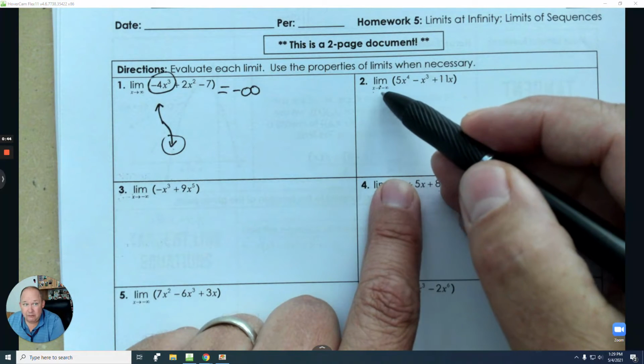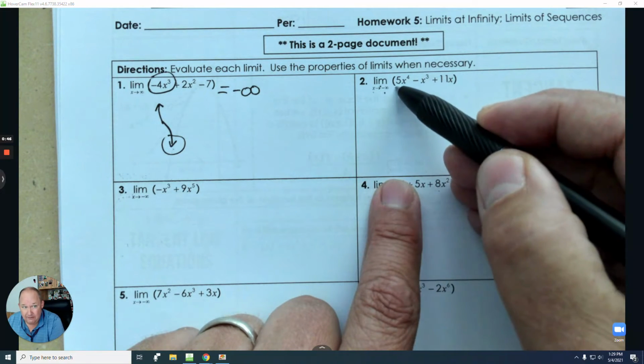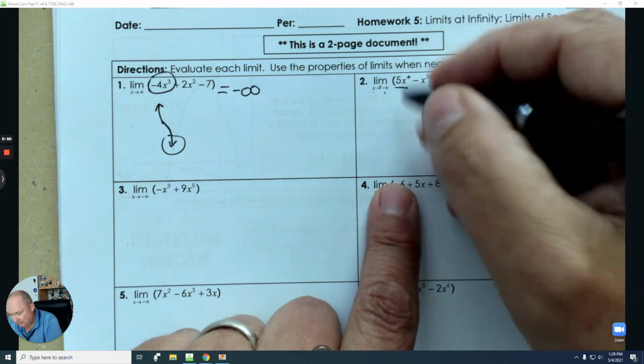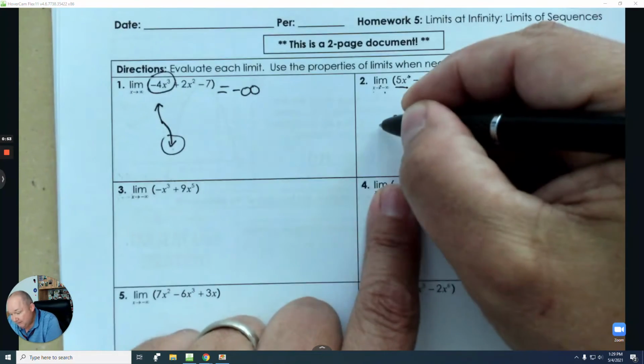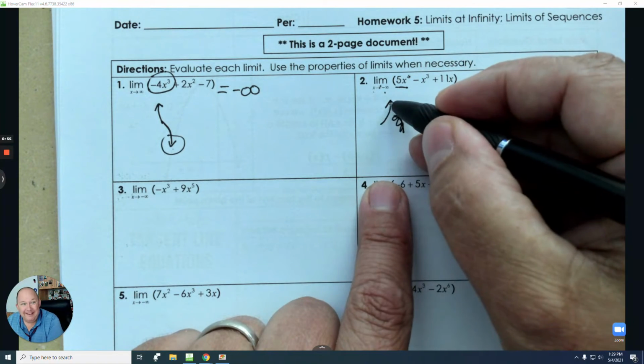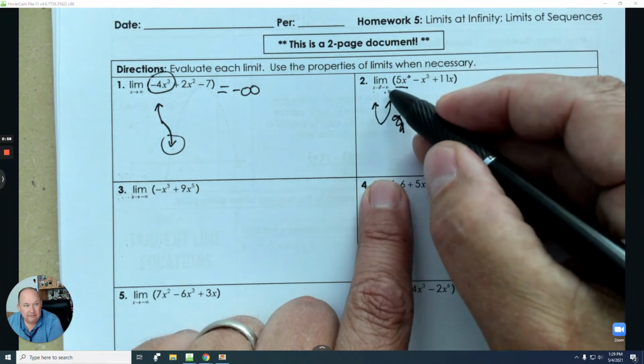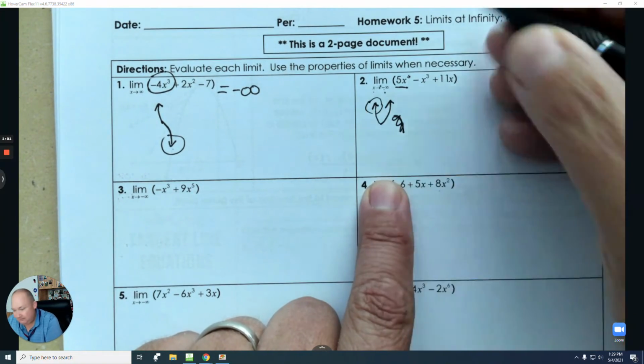The limit as x approaches negative infinity. Identify the power term. Identify it's even and positive. So because it's positive, the right end goes up. Because it's even, both ends go up. They join each other. So where's the left end going? And that's your answer.